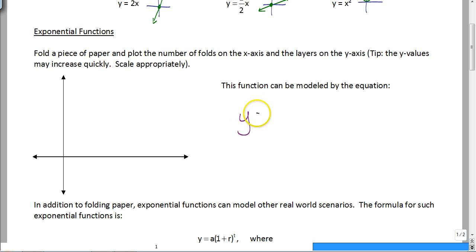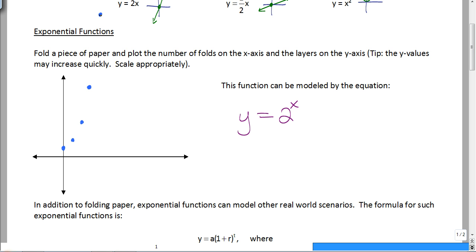So the function can be modeled y equals 2 to the x power. That means if you have 0 folds, you are at (0, 1). But once you have 1 fold, you're at 2. When you have 2 folds, it went up to 4. And when you had 3 folds, you went all the way up to 8 layers. So it's not really like x squared. It's different, because your next fold would have brought you all the way up to 16.